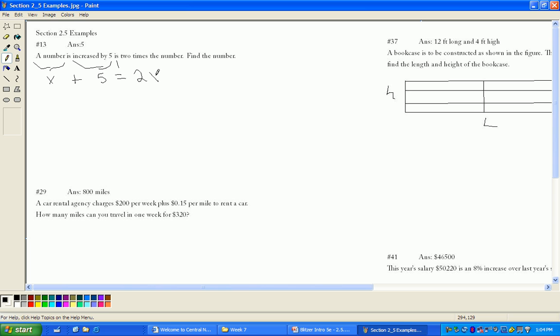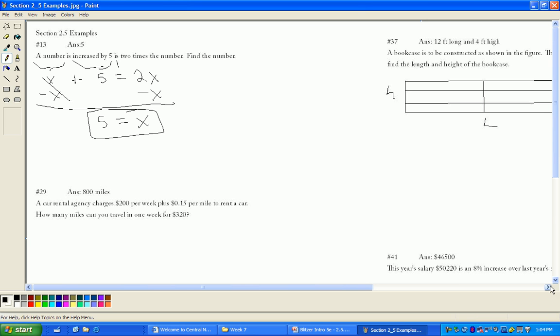Find the number. So now we have our equation. We just have to solve for x. So I'm going to subtract x from both sides. We get 5 is equal to 2x minus x, which is just x. So x is equal to 5, and sure enough, that's our answer.